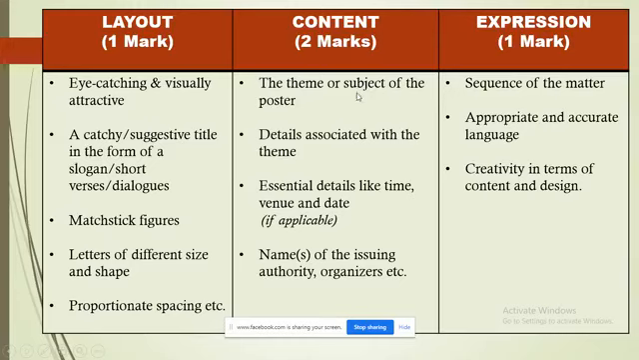Then your content is the theme and the subject of the poster, details associated with the theme, essential details like time, venue and date, and very important, the name of the issuing authority or organizers, etc. I have dealt with this in a video. Now comes the expression. Dear children, expression carries 1 mark. In expression, you have to see whether the matter has been sequenced properly or not. Appropriate and accurate language means that though you don't use many grammatical forms, whatever you write should be grammatically right, and the spelling must be right. And creativity in terms of content and design. You are free to use that.